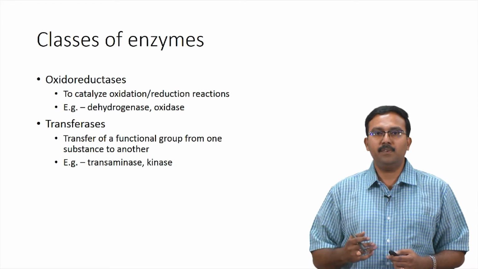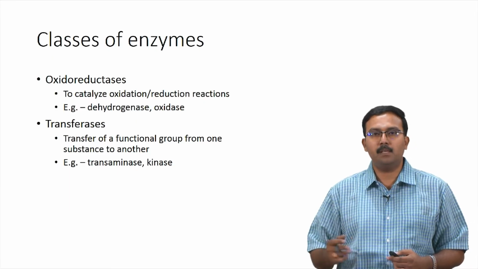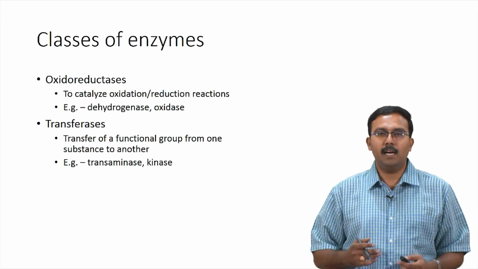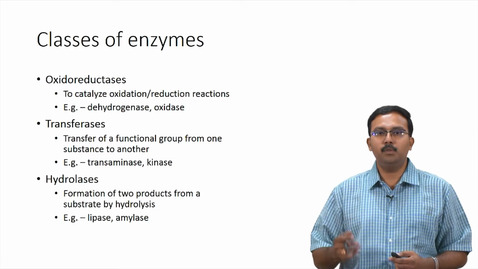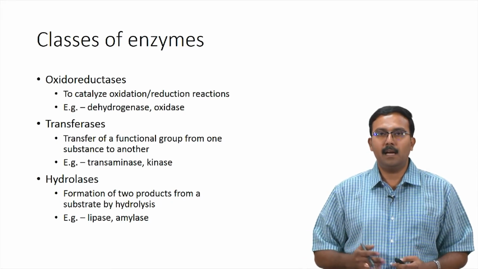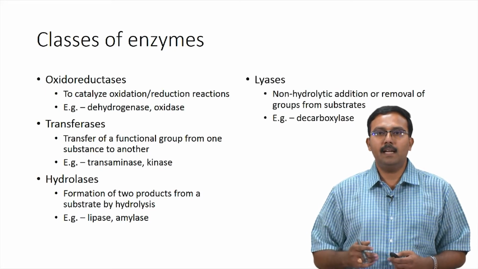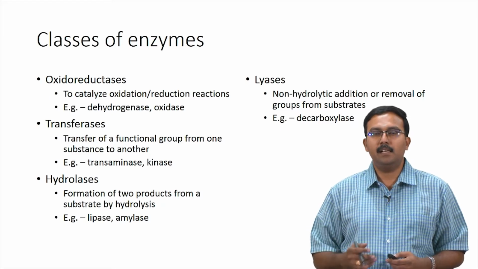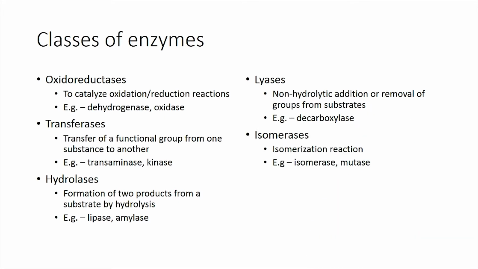You also have transferases, which are basically enzymes which help in transferring a functional group from one substance to another. Examples would be kinase and transaminase and so on. You have hydrolases, which form two products from a substrate by hydrolysis reactions. Lipase and amylase are examples where hydrolysis happens. Lyases are enzymes which basically catalyze non-hydrolytic additions or removal of groups from a substrate. An example would be decarboxylase.